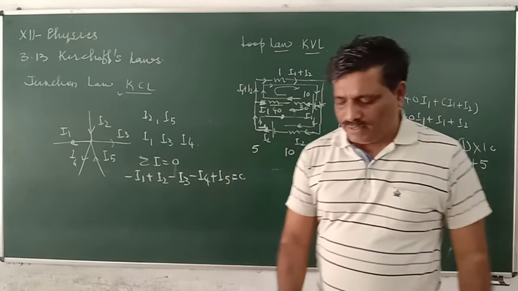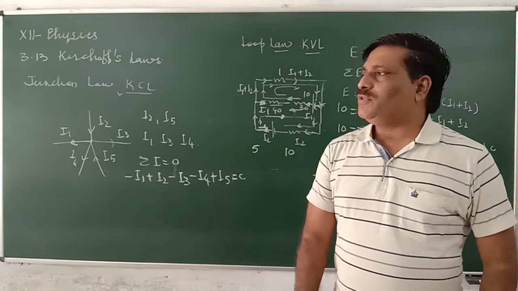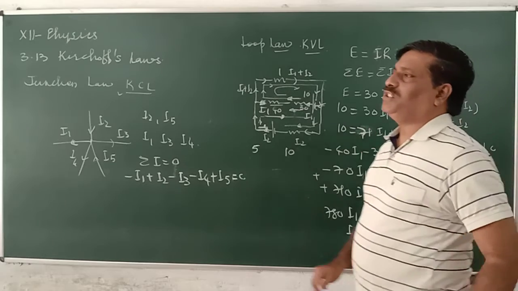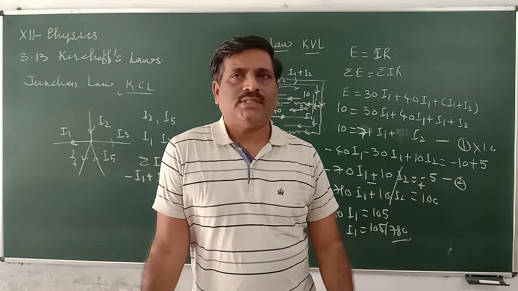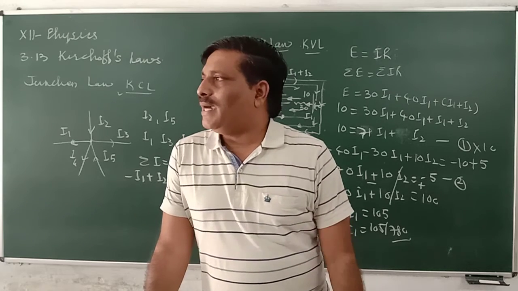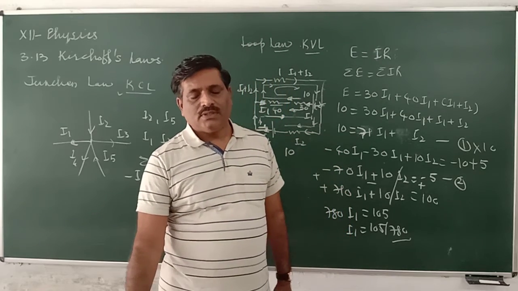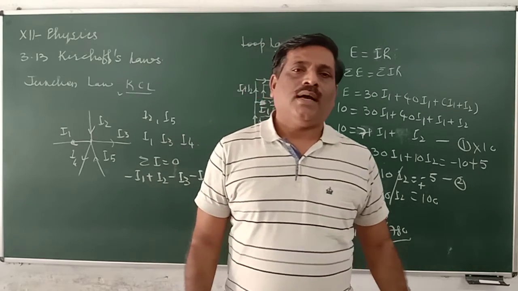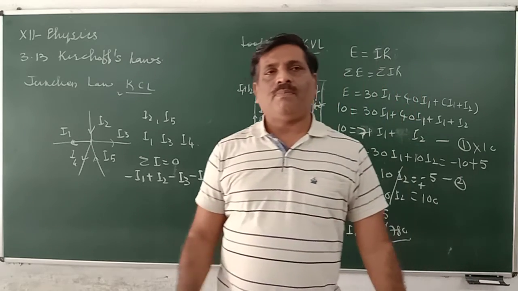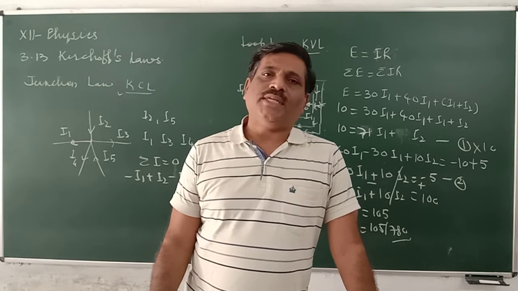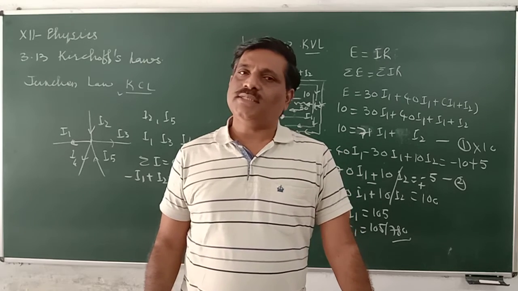Once again, I repeat the rule of Kirchhoff's voltage law. The rule is very simple: the algebraic sum of changes in potential difference along the cell and resistors is 0 along a closed loop. This is the second law. The first one is that the algebraic sum of current at a junction is 0. The second one is that the algebraic sum of changes in potential difference in the loop across cell and resistors is 0.